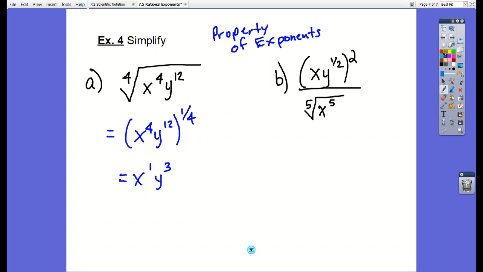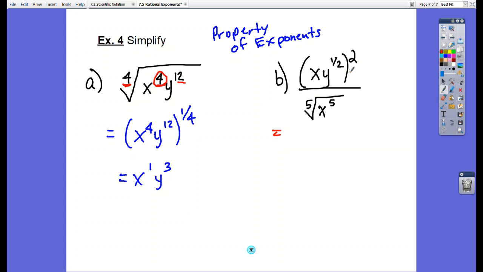Now another way that you can think about this is anytime you are taking a root and you have variables in here, you can simply divide your index into your exponents, right? Which is exactly what we talked about today, that whatever you're raising it to is your numerator, and the index is your denominator. So this is your regular exponent, that's your numerator. This is your denominator, so you can just simply divide them. So you should get x, y cubed.